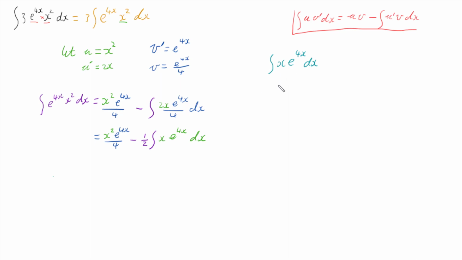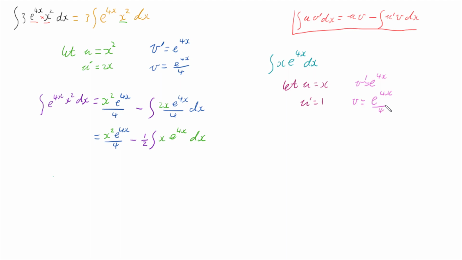So let's go through the same process. Let's let u be x, because it's going to derive down to 1, which is nice. And v dash be e to the 4x. So deriving u to get u dash, we have 1. Integrating v dash to get v, we have e to the 4x on 4.